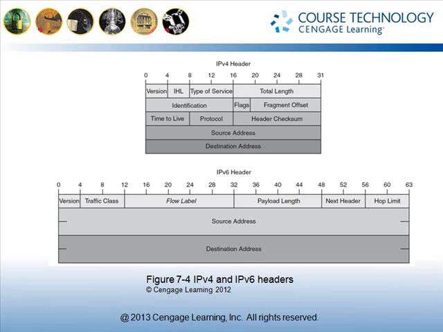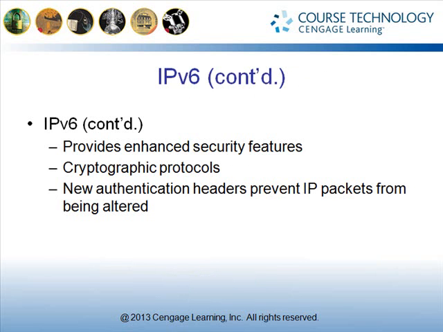Here is a comparison between the IPv4 header and the IPv6 header. Just looking at these can show some of the differences between the two, and that IPv6 has several enhancements over IPv4. Now, the security enhancements that IPv6 has is that cryptographic protocols are really part of the core protocol that supplies secure data communications, and there are new authentication headers that prevent IP packets from being tampered with. That's all good.